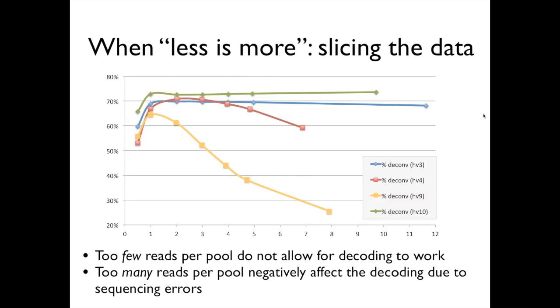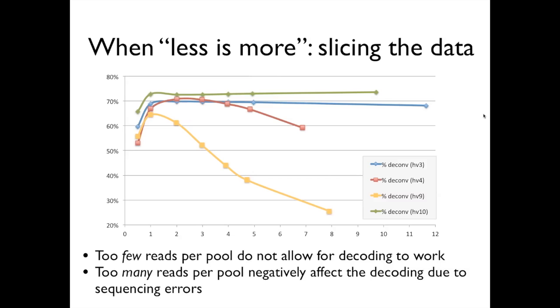Before we talk about the deconvolution, I want to comment on something that we recently discovered. We were struggling with some of these data sets, for example, HV9 and other ones. And we were not sure why we were able to decode or deconvolute only a small fraction of these reads. We suspected that sequencing errors were playing a big role in the process of deconvoluting.